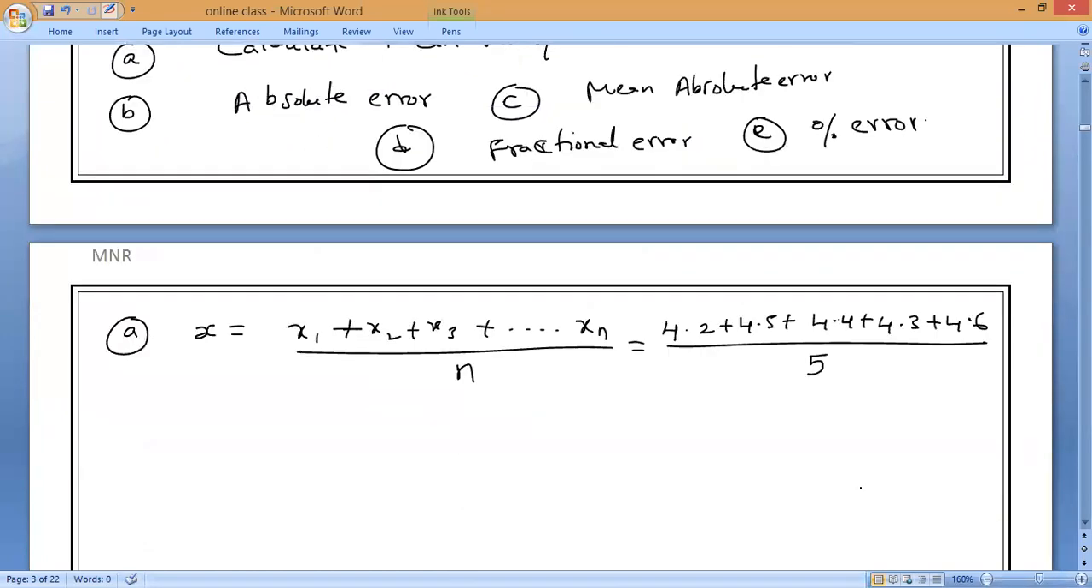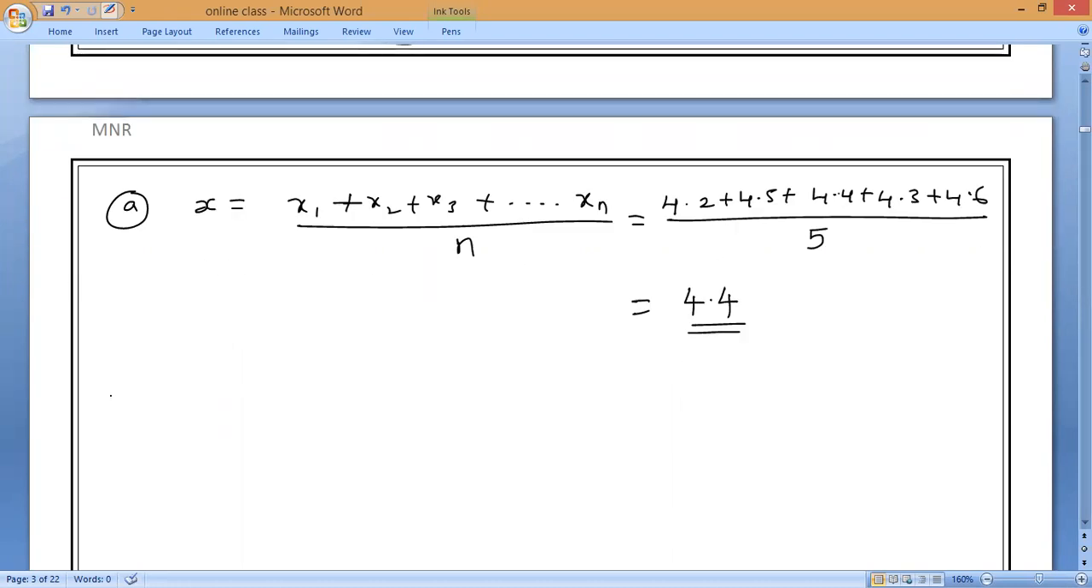Do this average fast. What is the average? Let me see how fast people will do it. The sum is 22, divided by 5. How much? 4.4. Verify it. You're getting it or not?